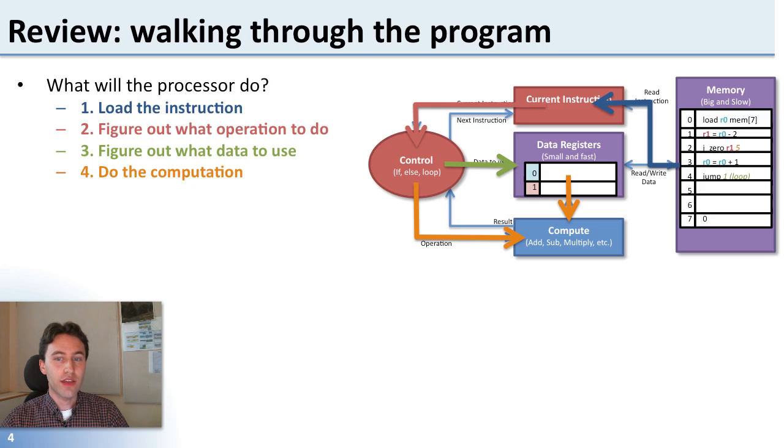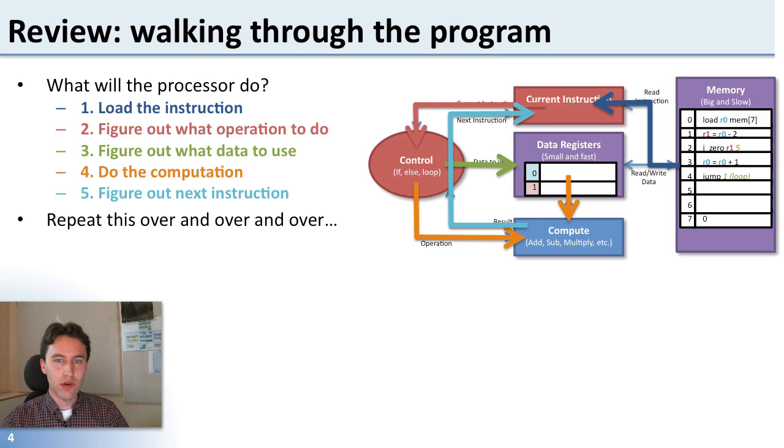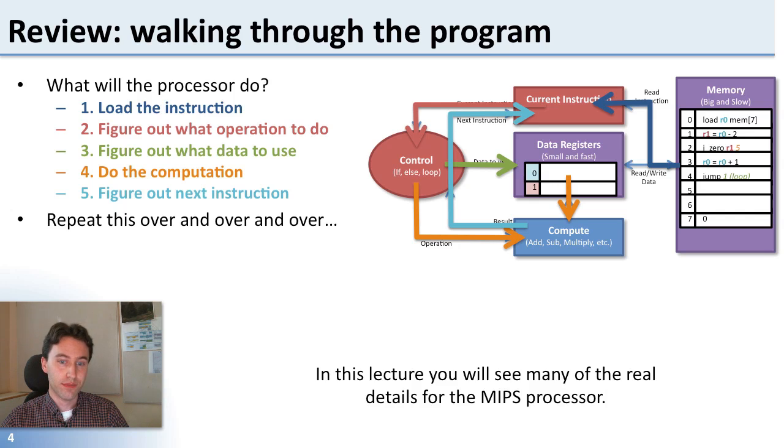And then finally the results of that are going to be sent back to the control, and the control is going to use that to figure out what the next instruction is. And remember, we need this feedback path so that we can do things like check if things are 0 and know whether we should go around loops again. So all the processor does is it repeats this over and over again until it runs out of instructions, electricity, or it crashes. In this lecture we're going to see a lot of the real details.